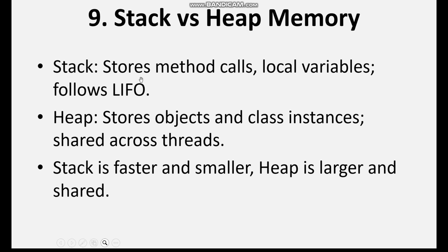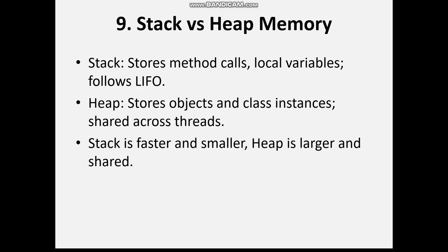Stack memory is smaller in size, and it stores the method calls and local variables, follows LIFO, last in first out, and it sometimes stores the references of that particular variable, not the actual value. But heap memory stores objects and class instances shared across threads. Stack is faster because it is smaller in size, and heap is large and shared. There are various types of heap memory: young generation, old generation, Metaspace, which got introduced in Java 8, and permanent generation. You can explain this much, and it will be enough for this question.